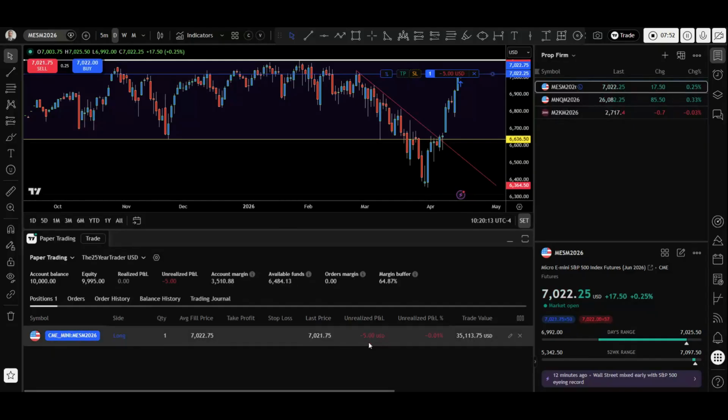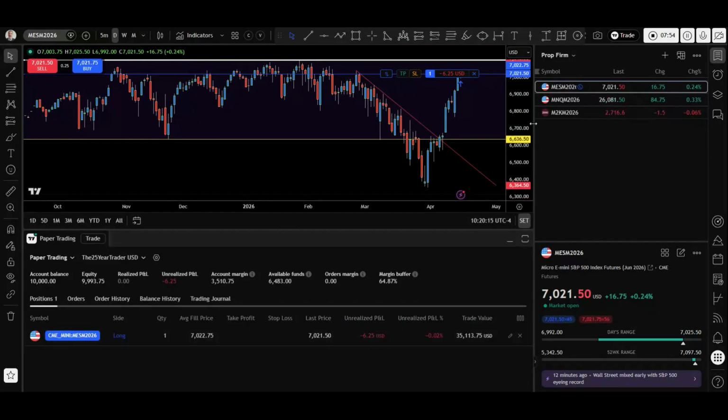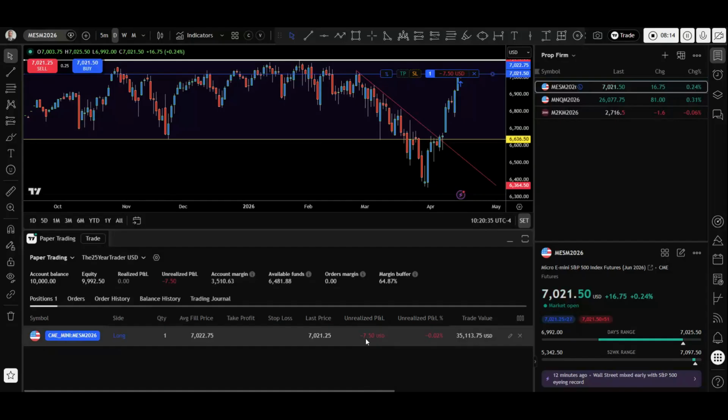Now, as you see, the market is moving. By the way, each contract has its own tick value. You'll want to learn the point and tick values for each contract you're trading. The micro is about $5 each point. So here it's at 7,022. If it goes to 7,021 or 7,023, I make or lose $5 per point. See how I'm down $7.50 right now?